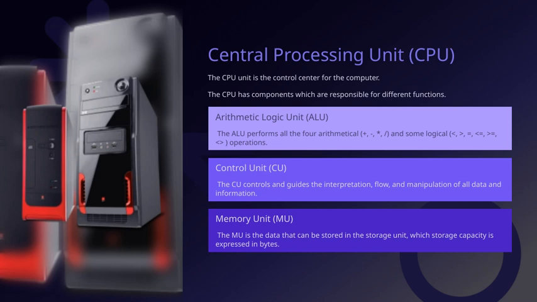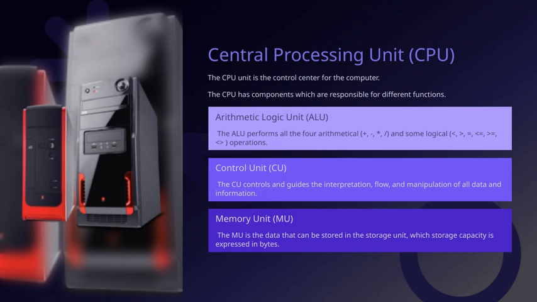Next, we have the Control Unit, or CU. Think of the CU as the traffic cop of the CPU. It interprets instructions, manages the flow of data between different parts of the computer, and guides the overall operation. Without the CU, the CPU wouldn't be able to coordinate tasks effectively.